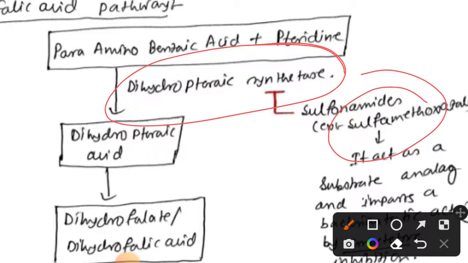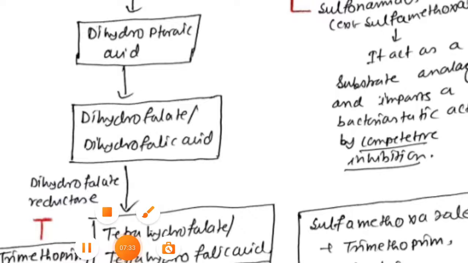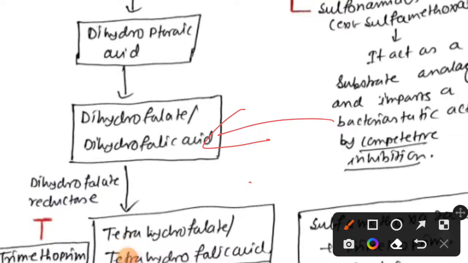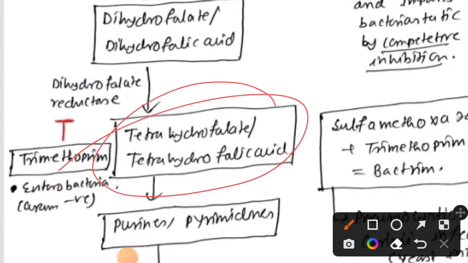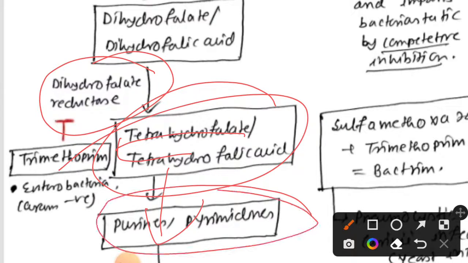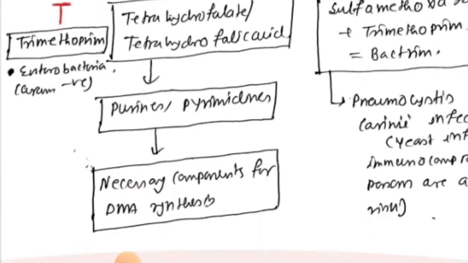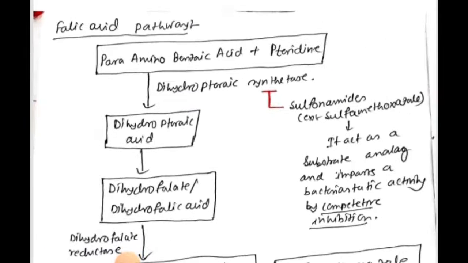Dihydropteroic acid is then converted into dihydrofolate or dihydrofolic acid in the subsequent step, and dihydrofolic acid is converted into tetrahydrofolate or tetrahydrofolic acid with the help of dihydrofolate reductase. This dihydrofolate reductase is inhibited by trimethoprim, which we use for treating gram-negative Enterobacteria infection. From tetrahydrofolate we ultimately get purine and pyrimidine, which DNA polymerase uses for DNA synthesis. So here we are using three types of drugs.